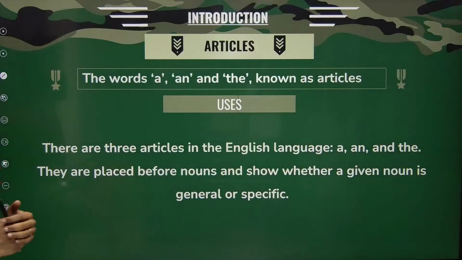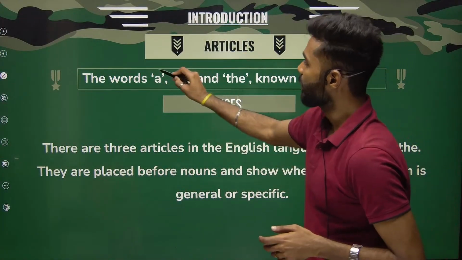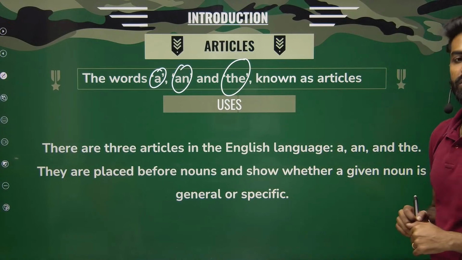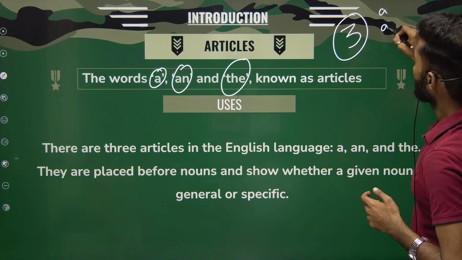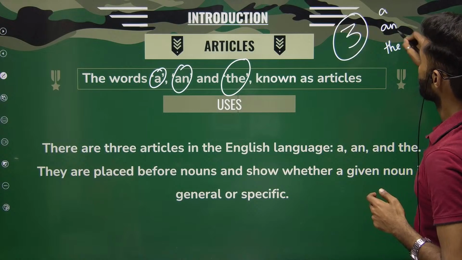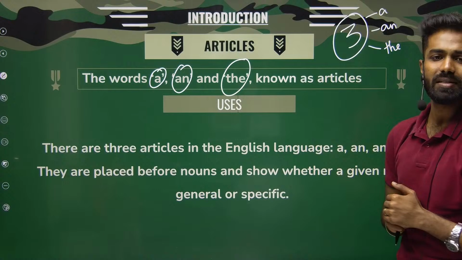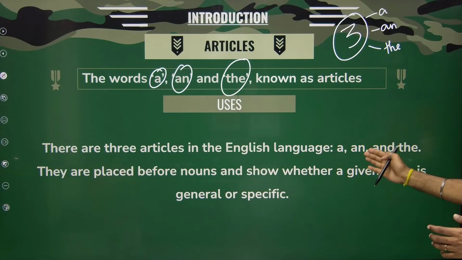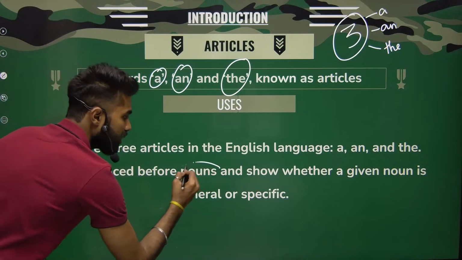Right? Introduction. What are articles? So the words a, an, and the are known as articles. So how many articles are there in English? We have three. They are a, an, and the. Right? Okay. What are the uses of these articles? There are three articles in English language, which are a, an, and the. All right. They are placed before nouns. Okay. So they are placed before my nouns.